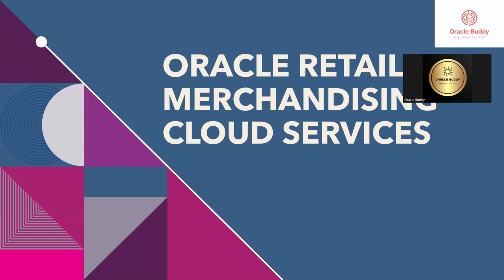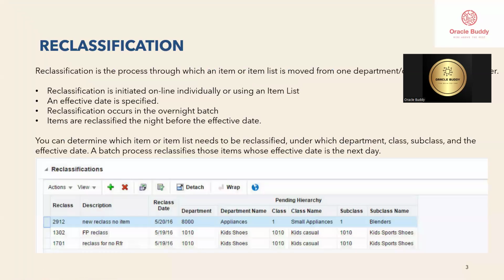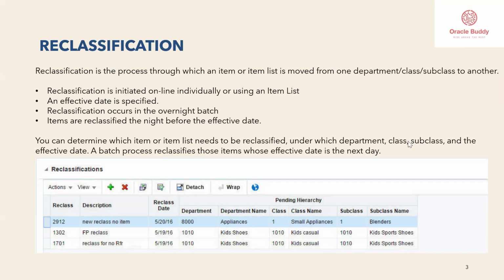In today's session, we will discuss item reclassification. So what is reclassification? Reclassification is the process through which an item or item list is moved from one department class to another. Reclassification is initiated online individually or using an item list. An effective date is specified. Reclassification occurs in the overnight batch. Items are reclassified the night before the effective date.